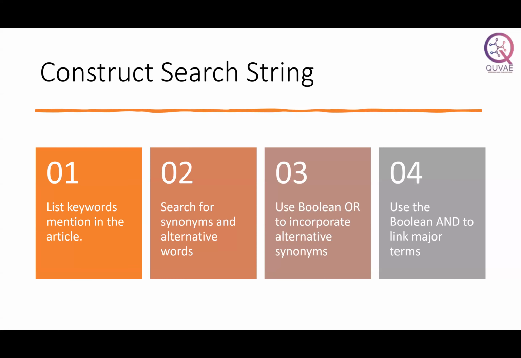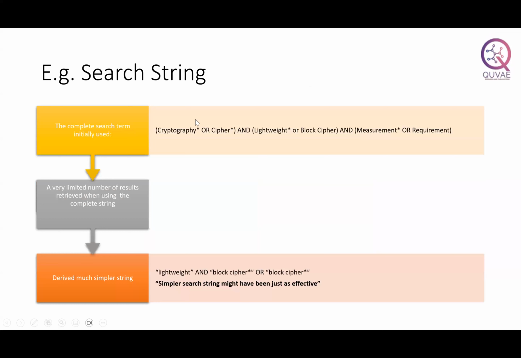And then after you get the keywords and the synonyms, use the Boolean OR to incorporate the keywords and the synonyms. And also you can use AND to link major terms in the keywords. For example, when you use synonyms and keywords together with the Boolean OR and AND, this is an example of the search string you're going to look up in the database. So this one we call a complete search string.